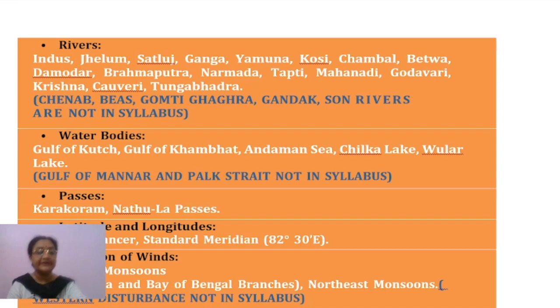Now come to the water bodies. Under water bodies we were having a few gulfs and the strait and a few lakes also. Under this you will have to cover Gulf of Kutch and Gulf of Khambat both. Gulf of Mannar is not there this time in the syllabus. And Andaman Sea you will have to cover, and Chilka Lake and Wular Lake, both the lakes are there. So what you have to leave is the Gulf of Mannar and the Palk Strait. These two things have been taken out.